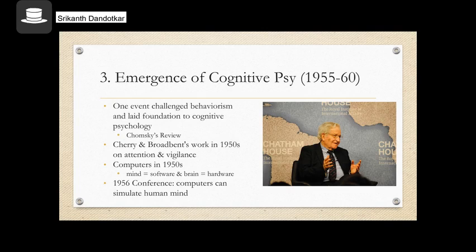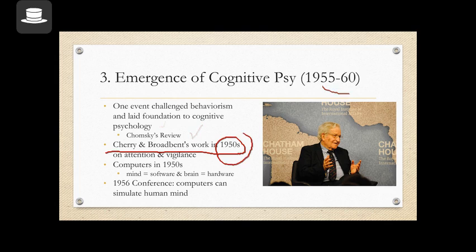So there are several events that happened in and around 1960, as far away as 1955 or 1950. In the last 5 to 10 years, several important things happened which laid foundation to cognitive psychology. One was obviously the 1959 review, Chomsky's review of the 1957 book. But in the 50s, there was also Cherry and Broadbent's work on attention and vigilance. We'll discuss this when we talk about the unit on attention.